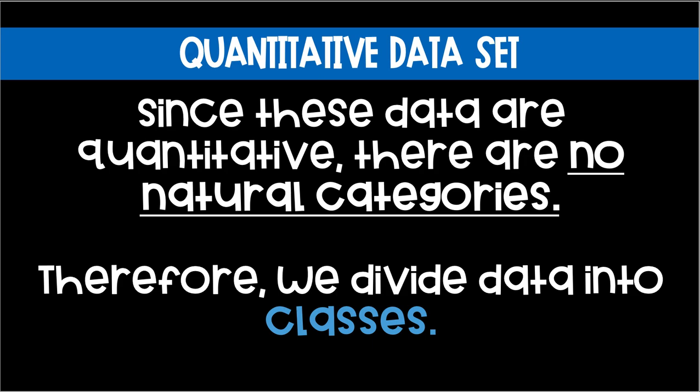Since these data are quantitative, there are no natural categories, and we cannot just make a list of all the values and then a count. You cannot do a frequency distribution the way we learned the previous class. We have to divide the data into classes.